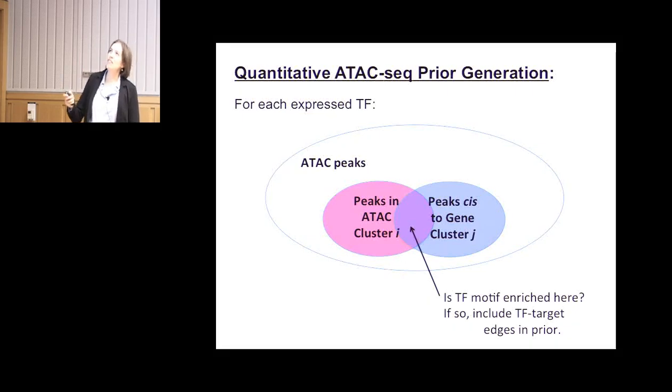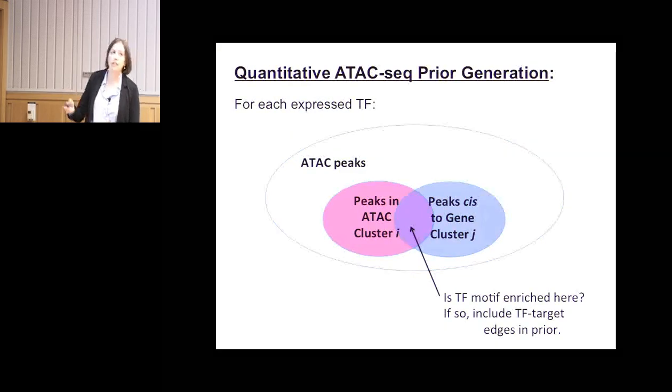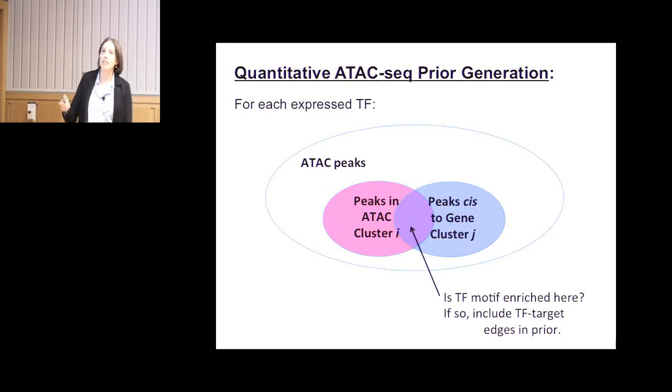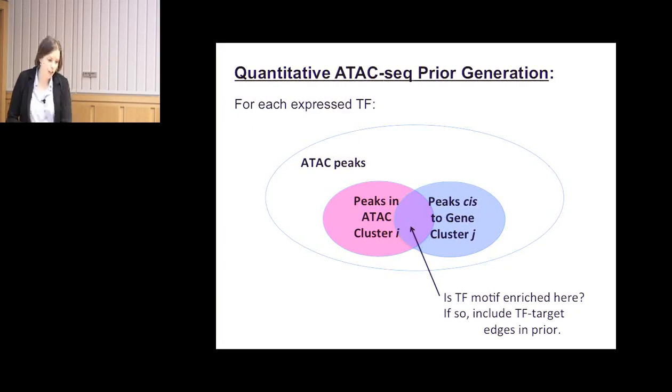And so for each expressed transcription factor, instead of just looking to see whether there was a peak that was cis to a gene, I looked at gene clusters, so say genes that were just increasing under Th17 conditions. And then I checked to see whether peaks that had particular patterns, say peaks that were increasing in accessibility under Th17 conditions, were enriched cis to these genes. And if they were, then I added an edge in the prior connecting that TF to the genes. And so this is another way of generating a prior.